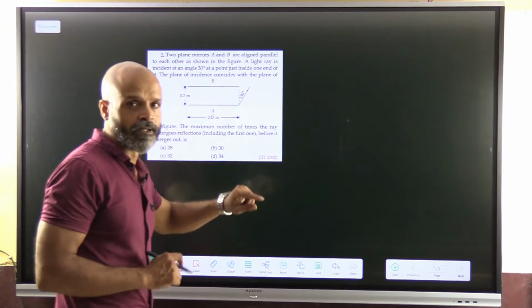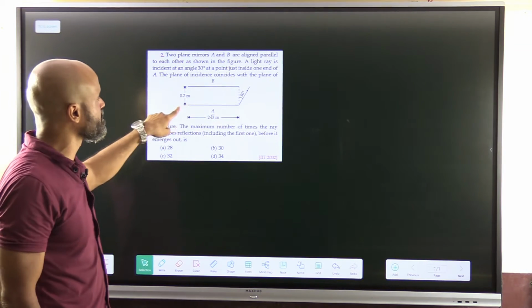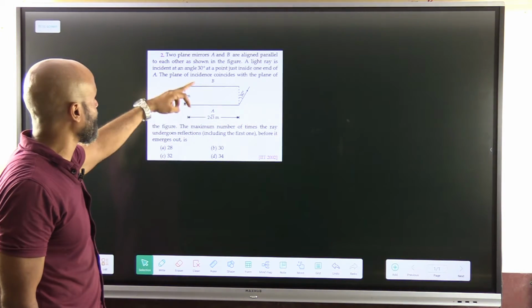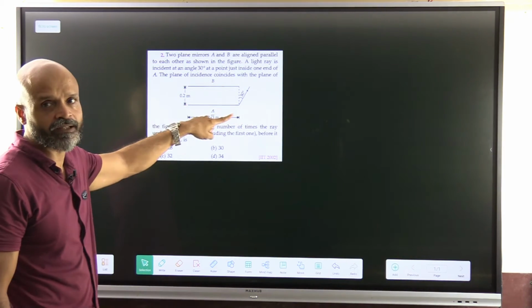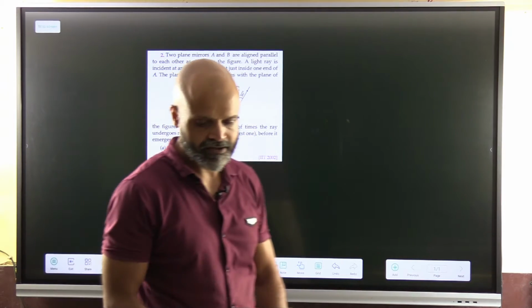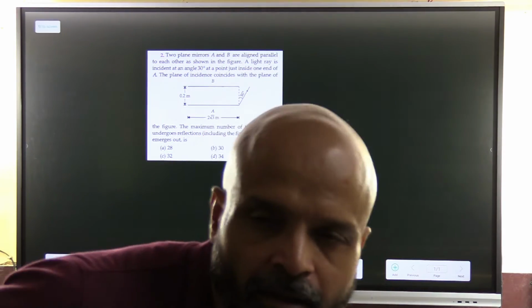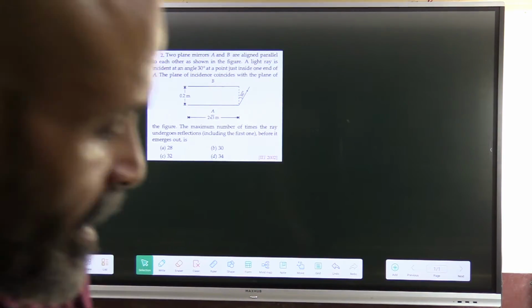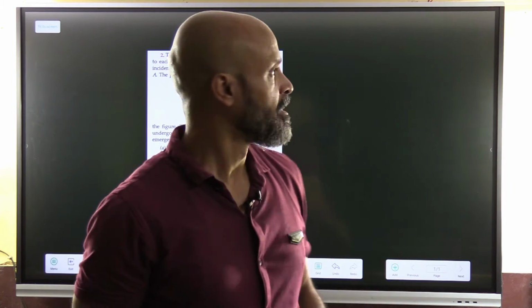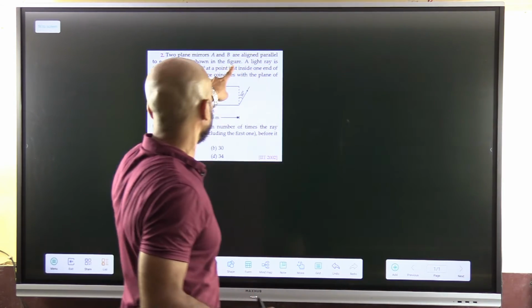I don't know whether it is visible, but here we have two plane mirrors A and B that are aligned parallel to each other as shown in the figure. Is this visible? Let me just check here. Alright, two plane mirrors are there which are aligned parallel to each other as shown.